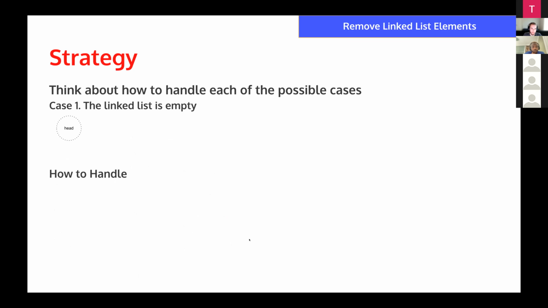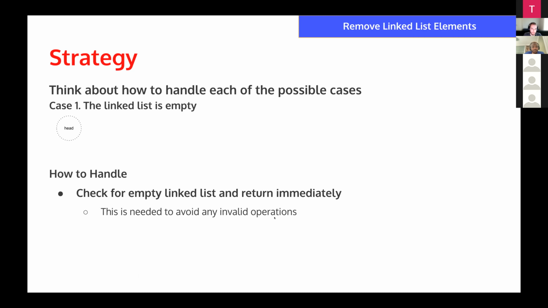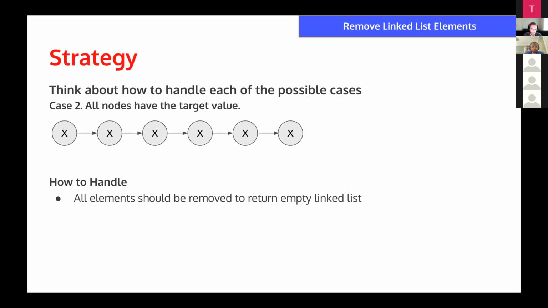So with case 1, it's pretty simple. If the linked list is empty, then you can just return immediately, so that you don't need to do any invalid operations, right? So that's a simple case. Case 2, all nodes have the target value, in which case all elements should be removed and you return an empty linked list.